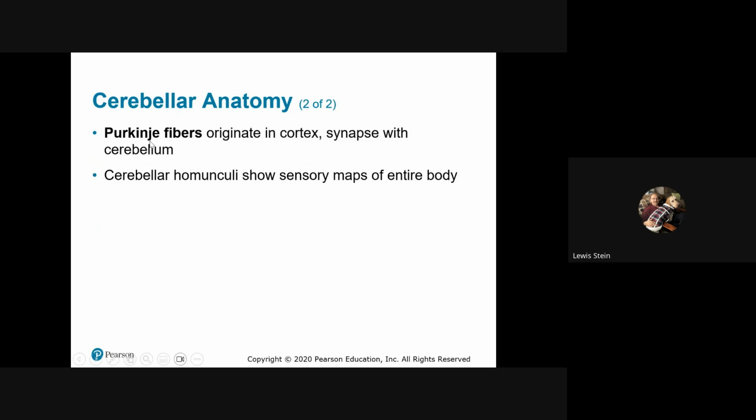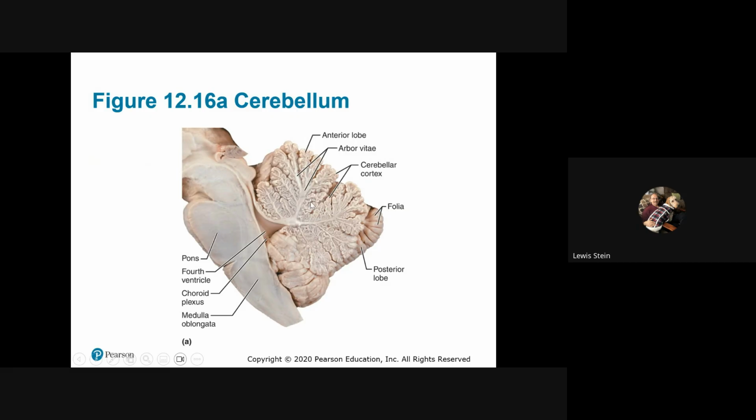Purkinje is a name that you'll see when you get to the heart as well. And this is the communication passageway. You don't have to know that. And they even have a homunculus for the cerebellum as well. But this is what it looks like. So this is that very, very famous.